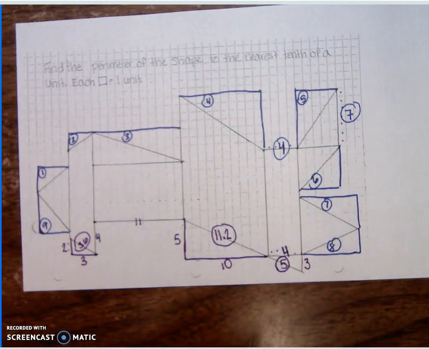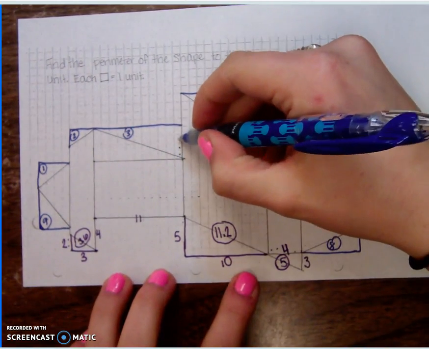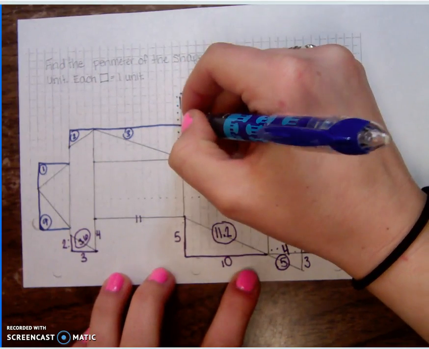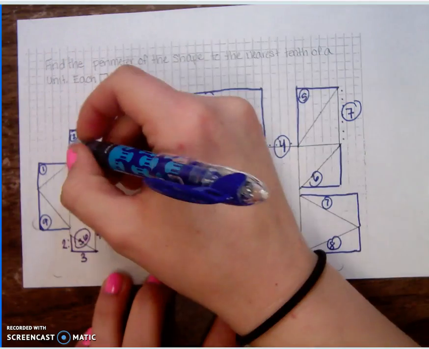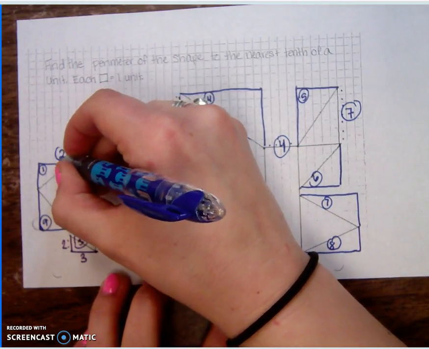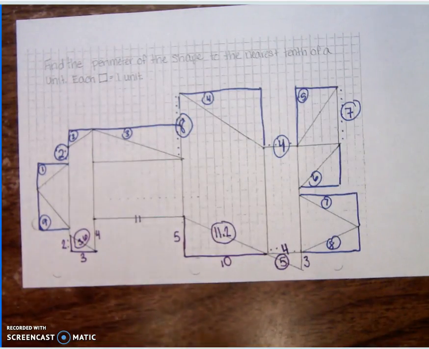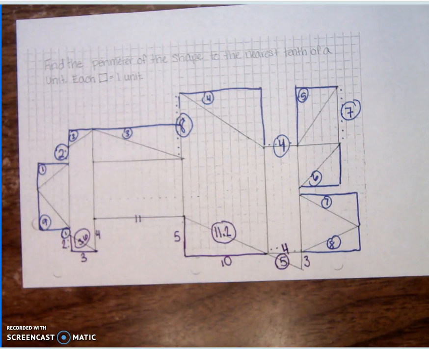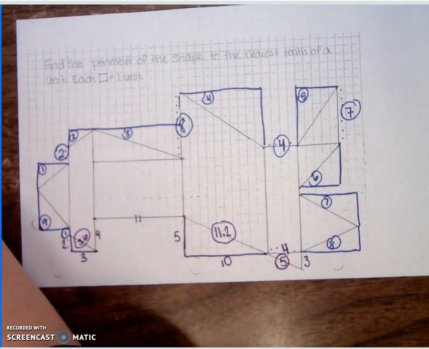Don't forget this length here. This is 8. This whole solid line is 8. That goes in the final answer too. Don't forget this. That's 2. That goes in the final answer. All flat sides need to go in. There's 1 in here. Okay? If you have any questions, please email me and bring this with you tomorrow.